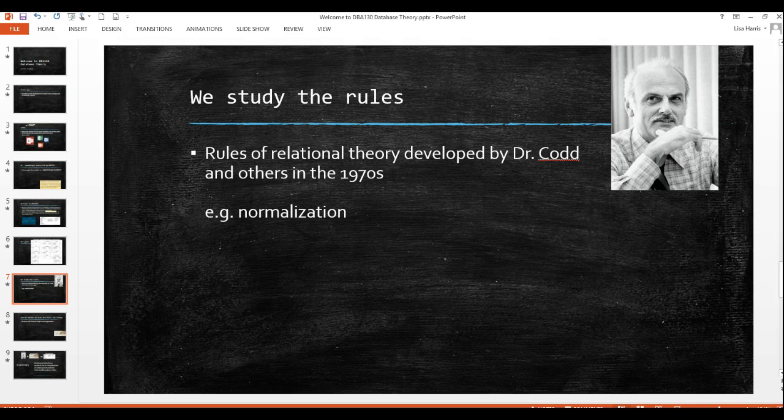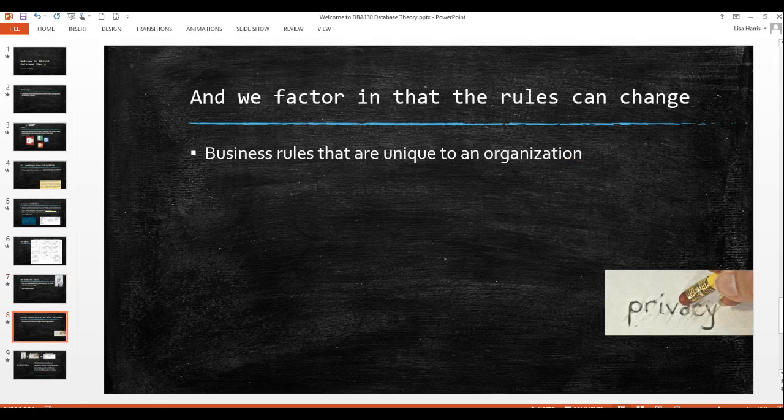And these rules include things like normalization. You might be familiar with normalization, or at least you've maybe heard of that term. We also factor in that rules can change. In other words, we look at the business rules that are unique to an organization, like FERPA, privacy acts, right? And those rules will sometimes change how we use the set algebra or the database theory rules.